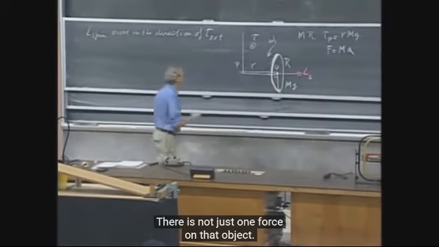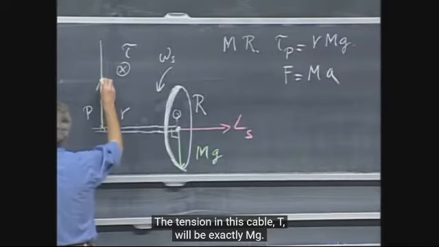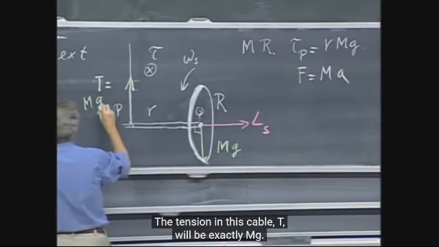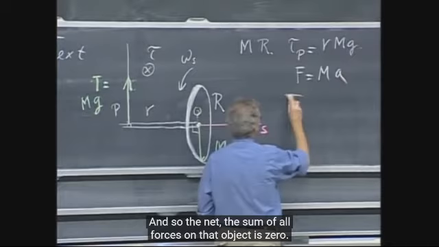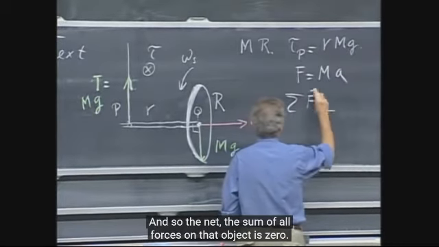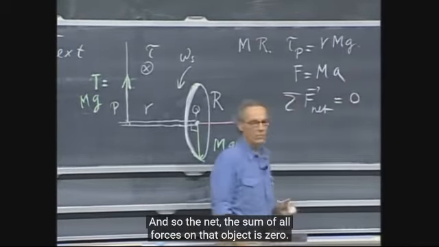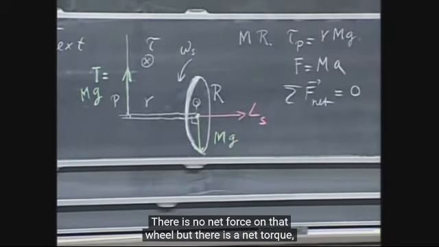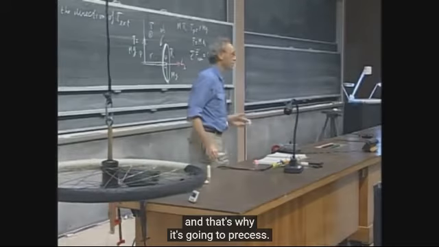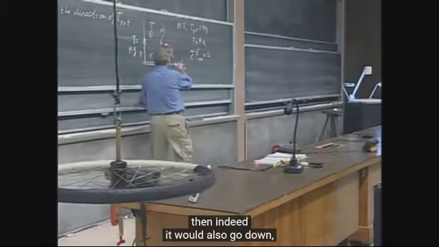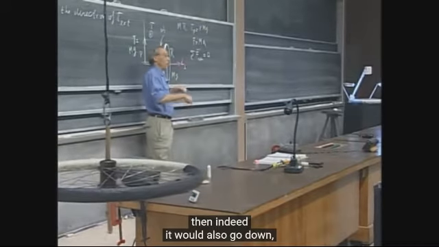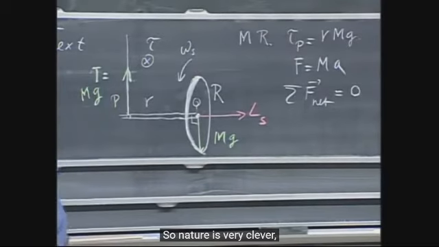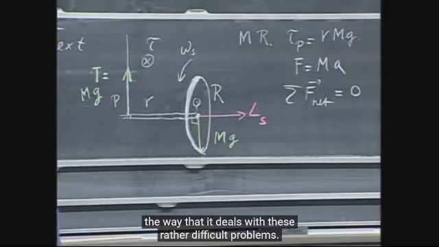What do you think is here? The tension in this cable, T, will be exactly mg. And so the sum of all forces on that object is 0. There is no net force on that wheel, but there is a net torque. And that's why it's going to precess. If there had been a net force, then indeed it would also go down if this force were larger than this. So nature is very clever, the way that it deals with these rather difficult problems.